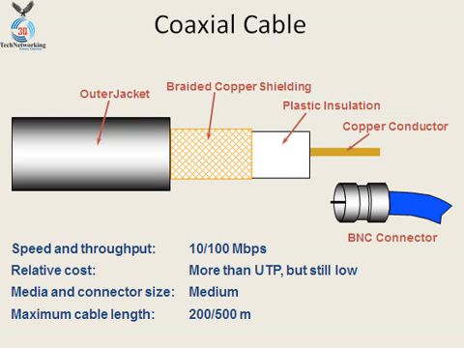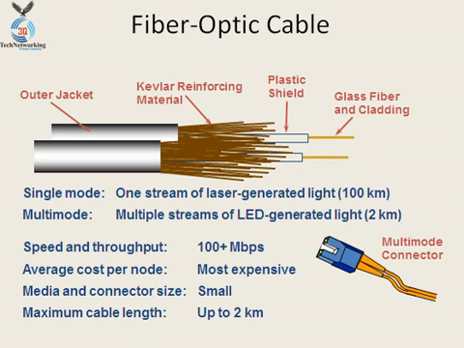So the AT&T company established its first cross-continental coaxial transmission system using coaxial cable in 1940. Now coming to fiber optic cable. It is a cable which contains one or more optic fibers that are used to carry light.